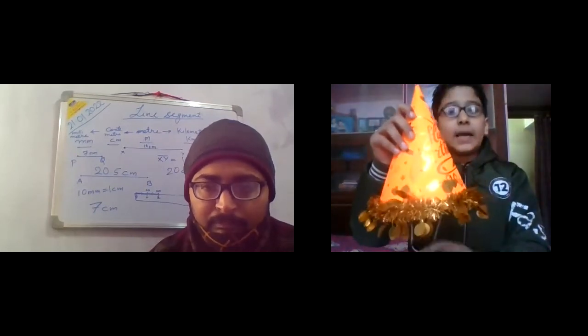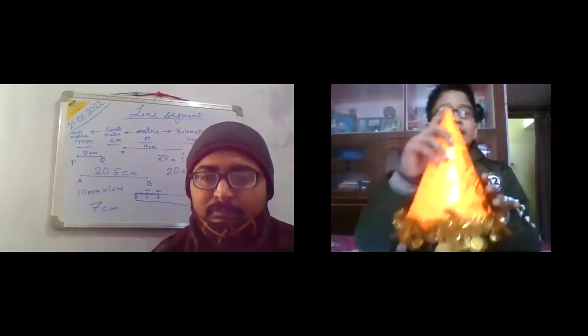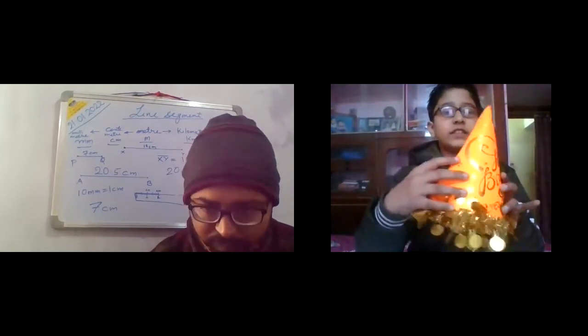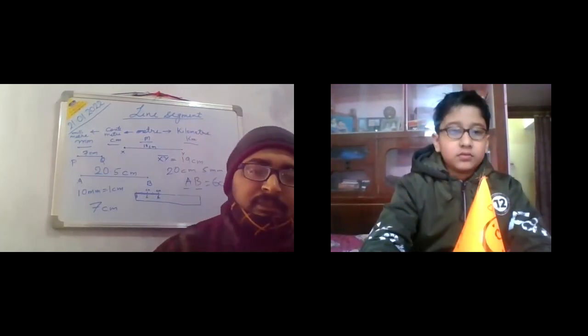This is a birthday cap. It represents a cone. It has one vertex. It has one curved surface. Good. It has one edge. Yes. It has one plane surface. Yes. Good. Good, beta. Very nice. I was quite bored by watching all the cuboidal shapes.